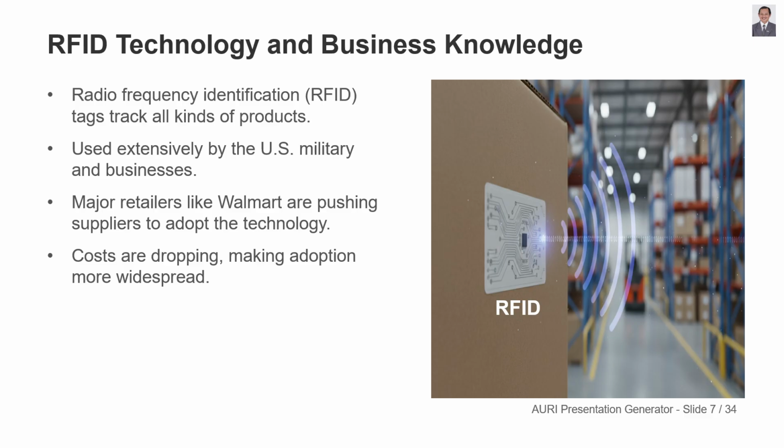Major retailers like Walmart are encouraging their suppliers to implement RFID systems. This helps improve inventory visibility throughout the supply chain. Another factor driving adoption is the continuous decrease in costs for RFID tags and readers. This expansion of RFID will provide organizations with timely and accurate data. It will offer new insights into operations and customer behavior.